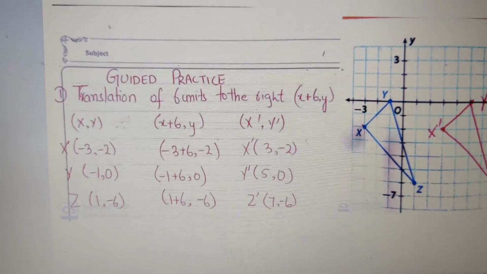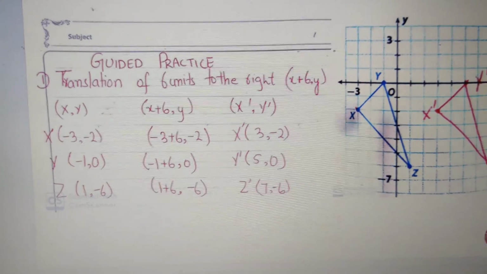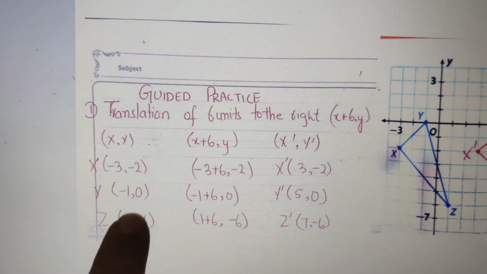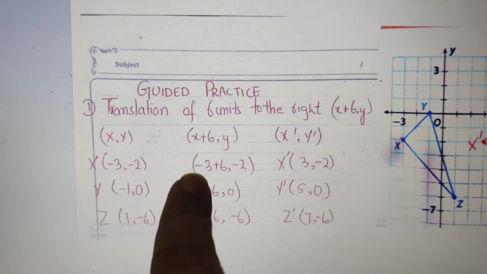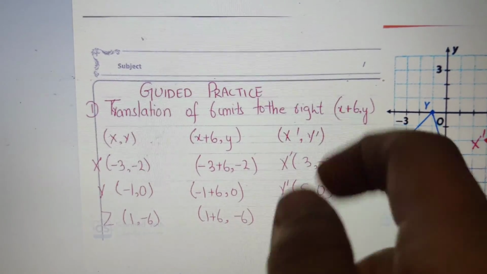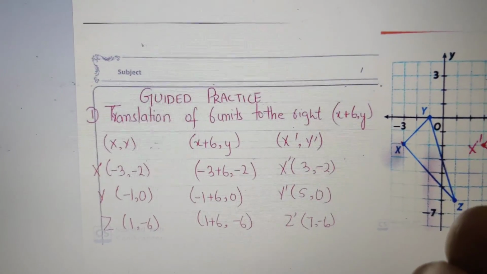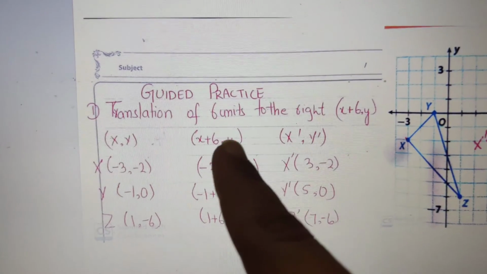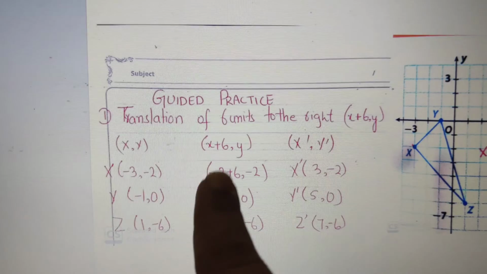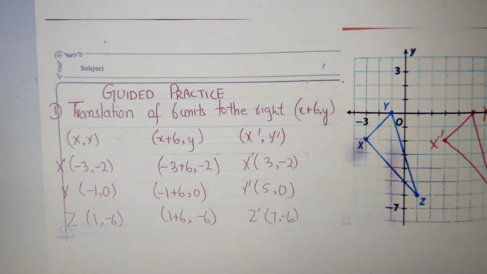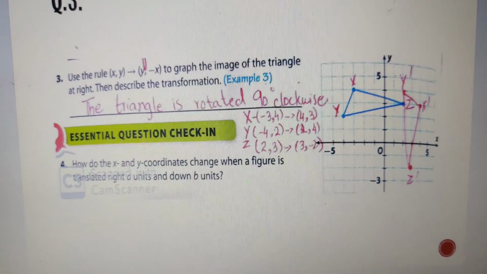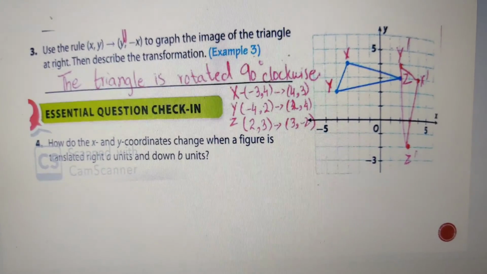This is question number 1 from guided practice. Here are our coordinates. We have to write them according to this: translation of 6 units to the right. Right means x plus. Across the x-axis, plus 6. So (x + 6, y). These are our new coordinates, and this is the image for this. This is our second question and third. Everything is given and the chapter is clear.